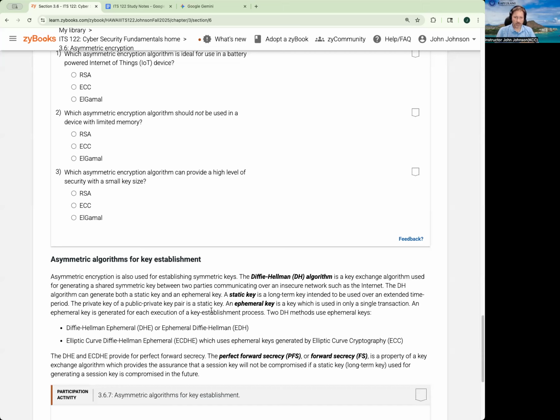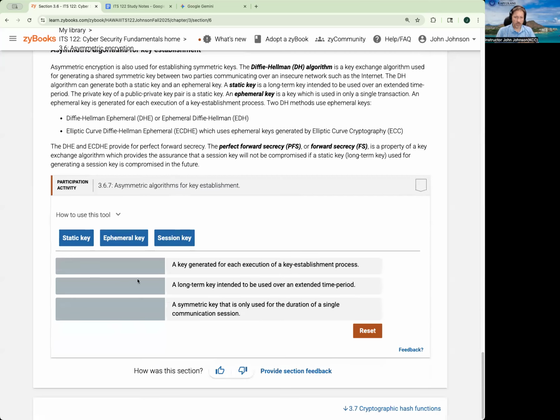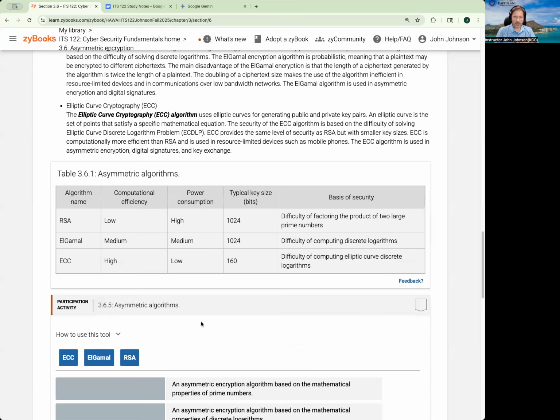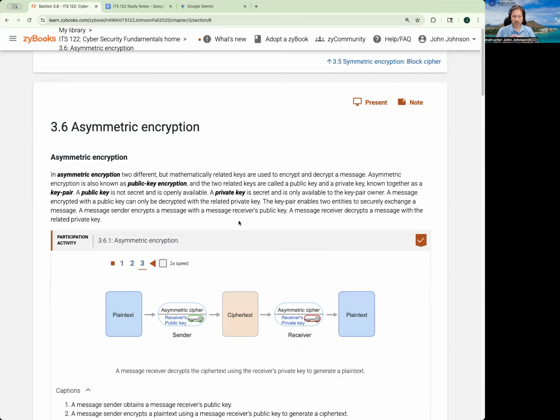So anyway, that's it for this section. A little bit of mix and match here, so go ahead and try that out. And that is it for section 3.6 on asymmetric encryption.